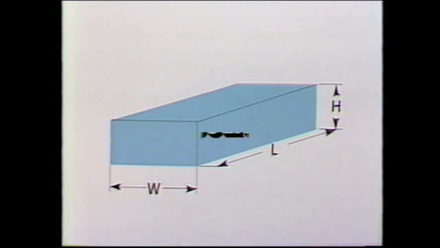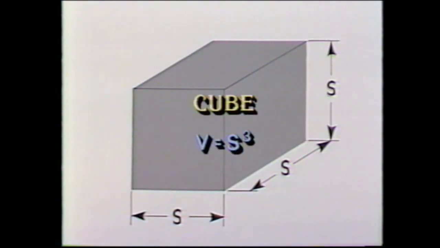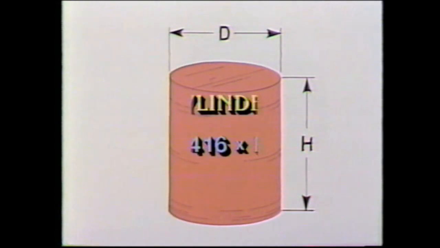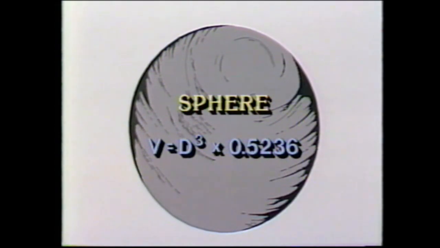To calculate the volume of a rectangular solid, multiply its length times its width times its height. When the solid is a cube, simply cube the value of one side. The volume of a cylinder is found by first finding the area of one end of the cylinder using the formula A equals pi times the radius squared. Multiply the product by the height of the cylinder to find the volume. The volume of a sphere is found by using another constant, 0.5236, multiplying the constant by the cube of the diameter of the sphere.